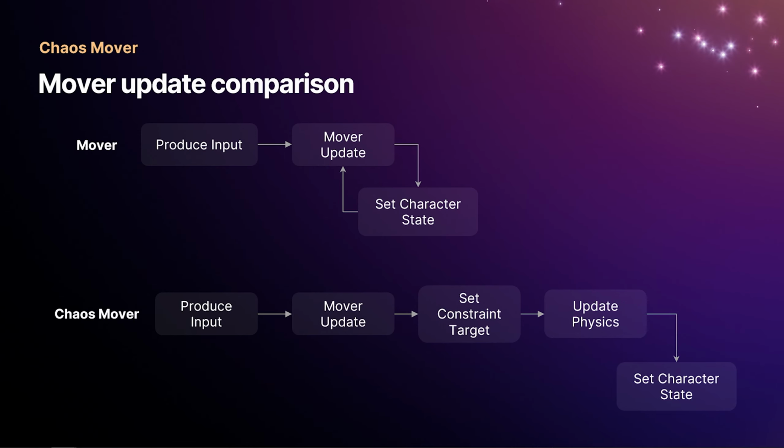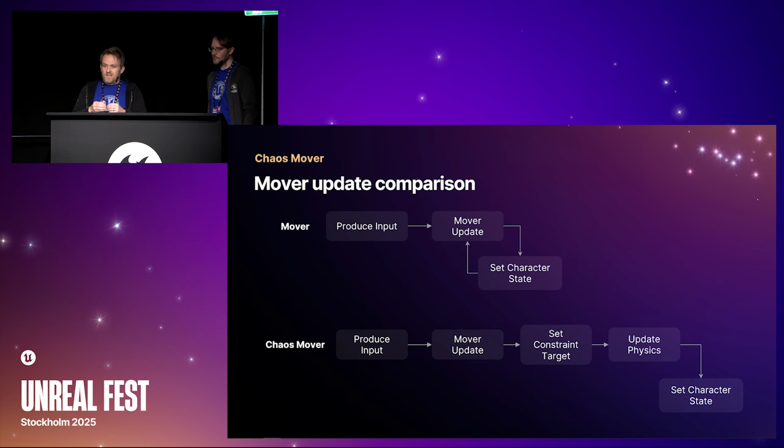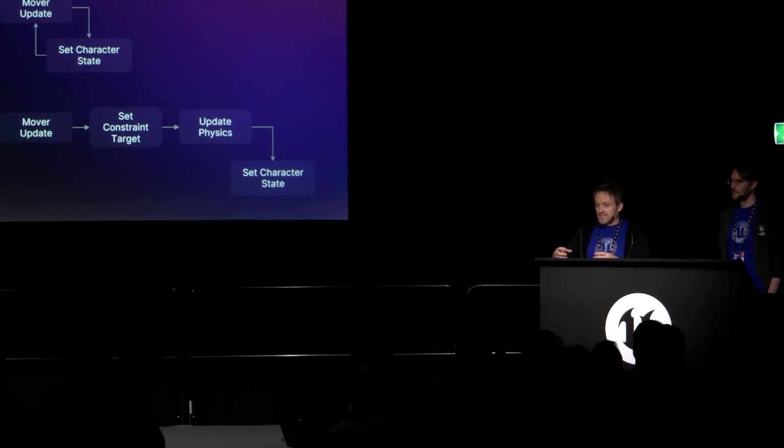This is a very simplified diagram to explain how the Chaos Mover update differs from the regular mover update. With the regular mover, you produce an input, things like your pad input or button press, and that goes to the mover simulation update. That produces a target position and orientation for the character, and then you set that state on the character directly. Because it's using queries for overlaps, we may have to substep that process. So you try and move, you resolve the collision, and then you try and move for the rest of the step. Essentially, the mover says, this is where I want to go, and then you set the state on the character directly.